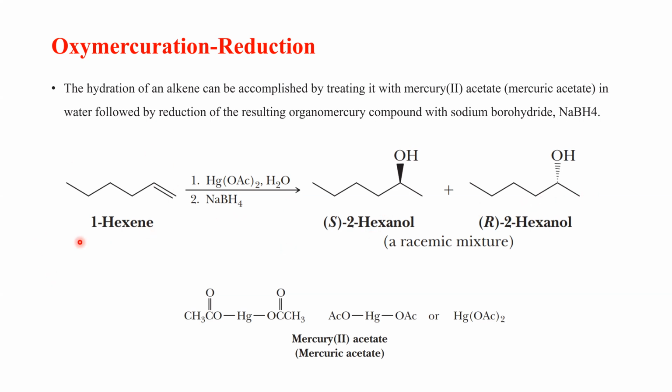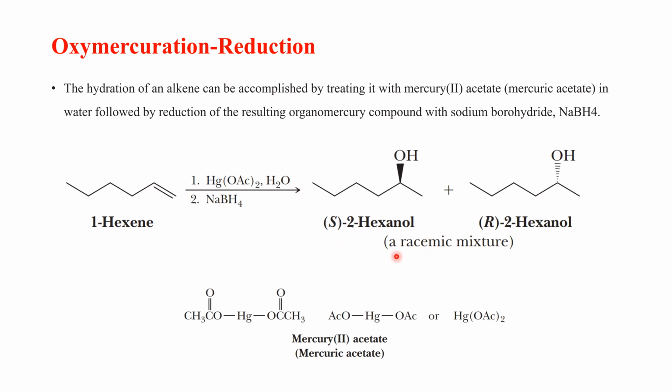If we react the alkene with the mercuric acetate in water medium, and later react with the sodium borohydride, this is the overall reaction we get from the alkene by treating with these reagents, and the product is the alcohol.